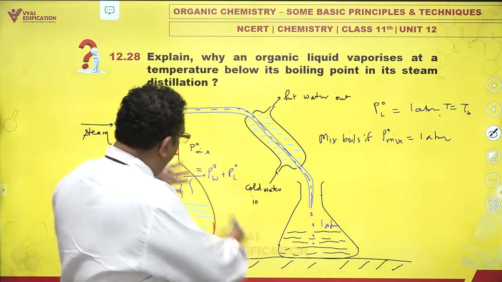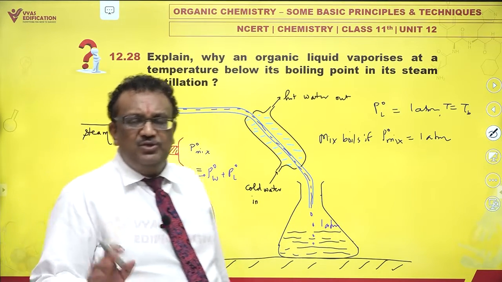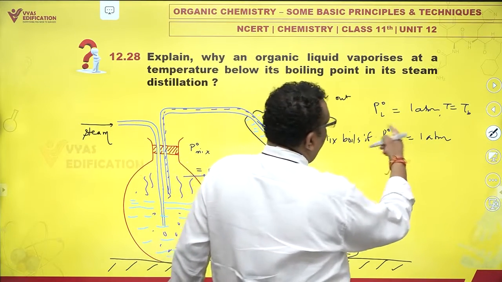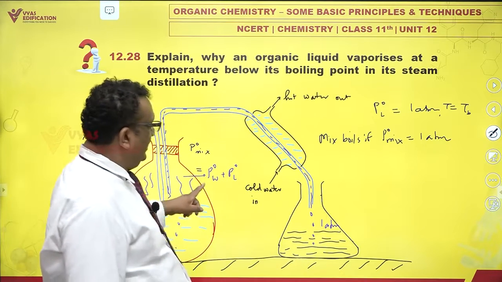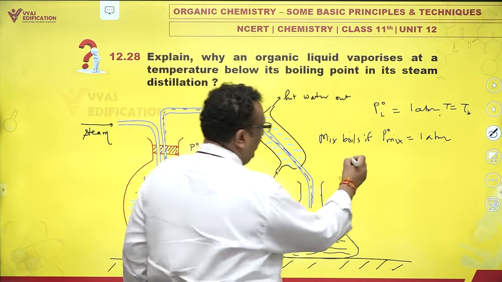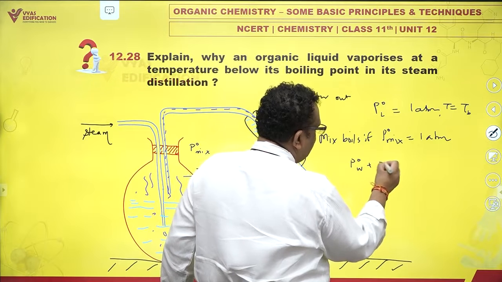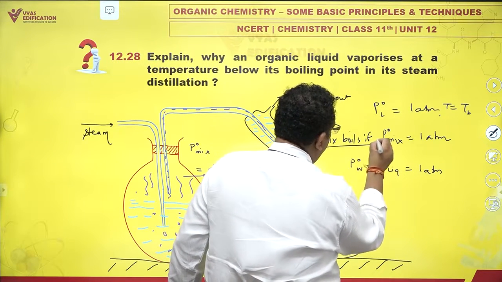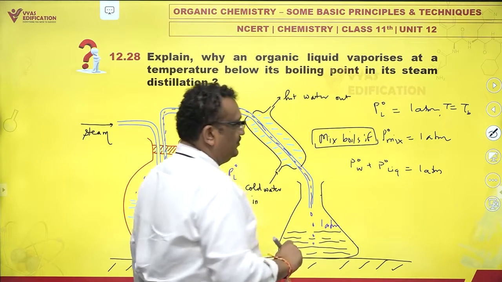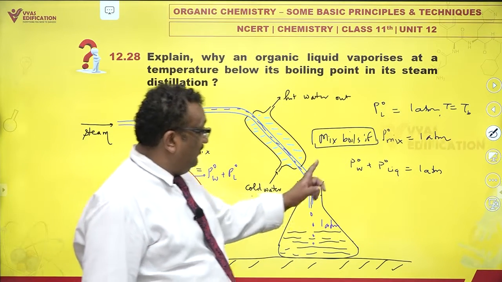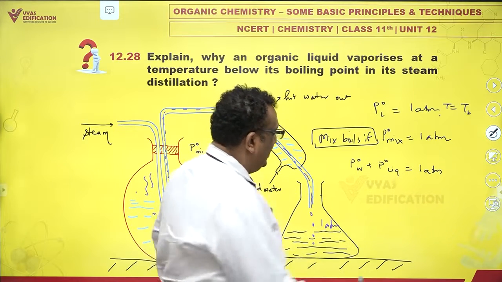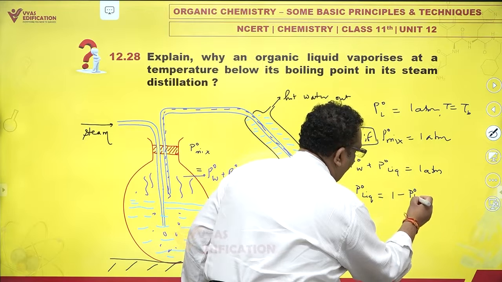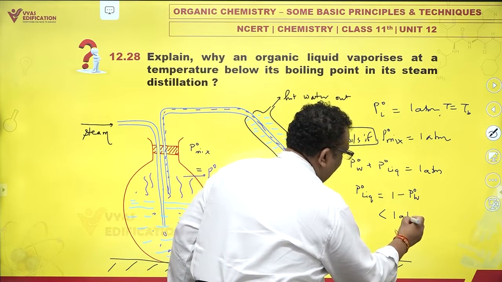And if the mixture is boiling, every component in the mixture is boiling, people assume that. If that is the case, my dear, now the vapor pressure of the mixture, please note, is the vapor pressure of water plus the vapor pressure of the liquid. The vapor pressure of water plus the vapor pressure of the liquid is equal to 1 atmosphere if the mixture boils. If the combined vapor pressure is 1 atmosphere, that means the vapor pressure of the liquid is 1 minus the vapor pressure of water, which is less than 1 atmosphere.